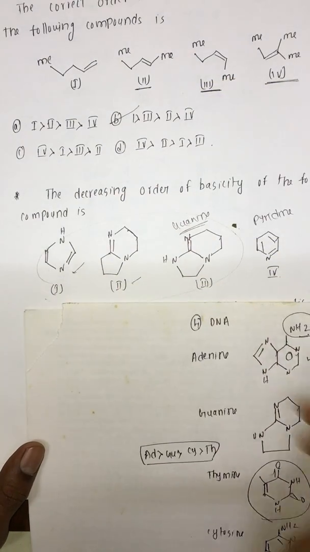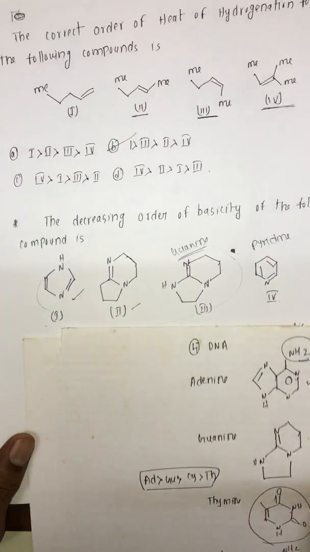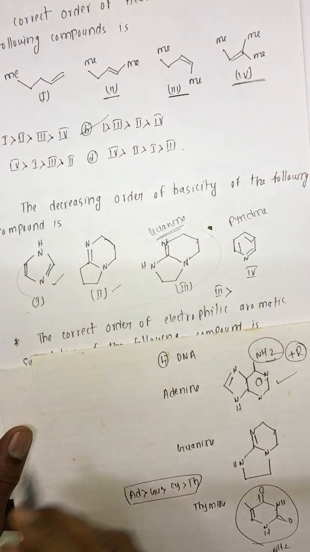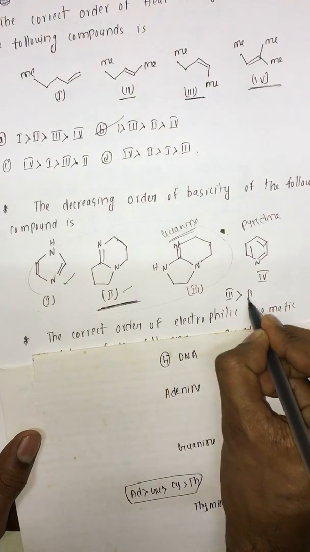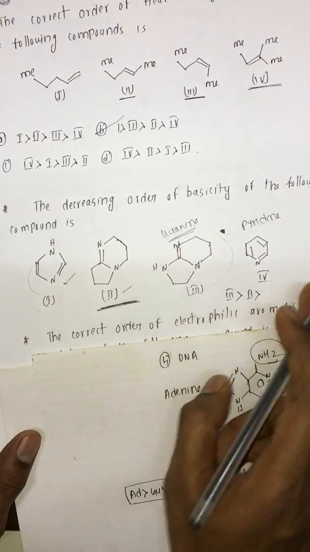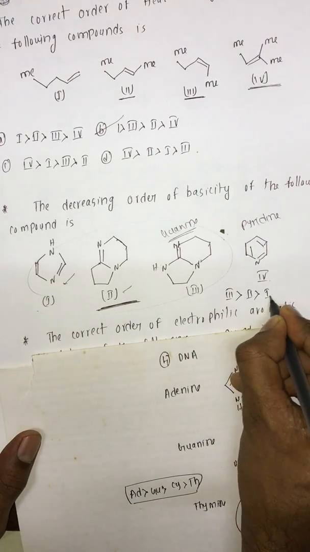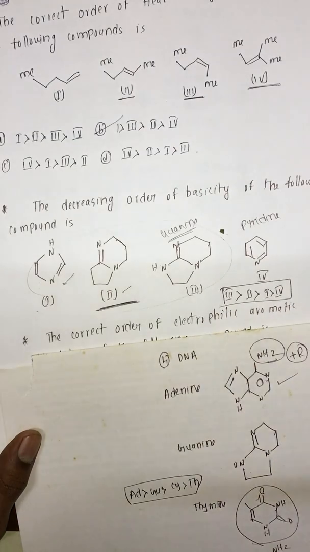So here guanine will come first, because the number of nitrogen atoms is more. We can identify through the number of nitrogen atoms also. So guanine will be more basic, and after that this compound comes. And now we have imidazole and pyridine. Among imidazole and pyridine, imidazole will be more basic, and pyridine comes at last. So this is the correct order of basicity.